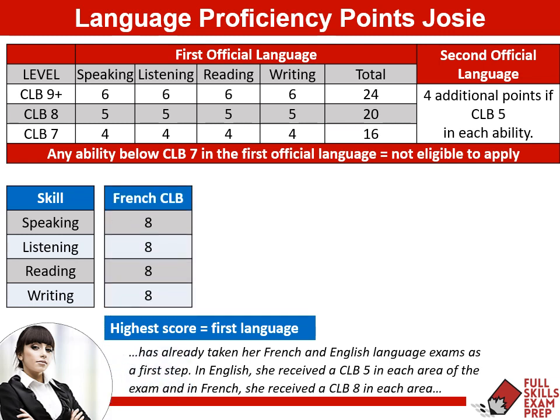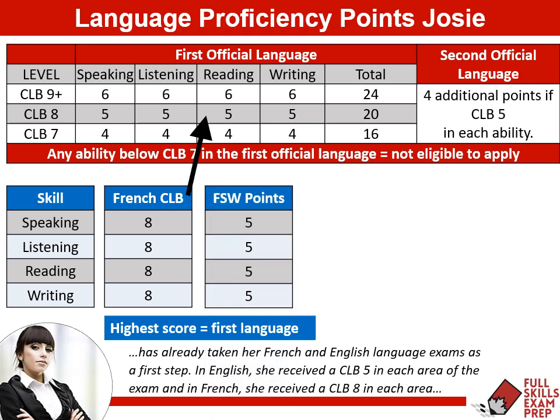So let's correlate all of this together. She received a CLB 8 in each element of the French exam. All we do is connect those dots. We go from that French CLB 8 and take a look at the points that she gets in the Federal Skilled Worker Program, which is a 5 in each. So she gets 5 in speaking, 5 in listening, 5 in reading, and 5 in writing.